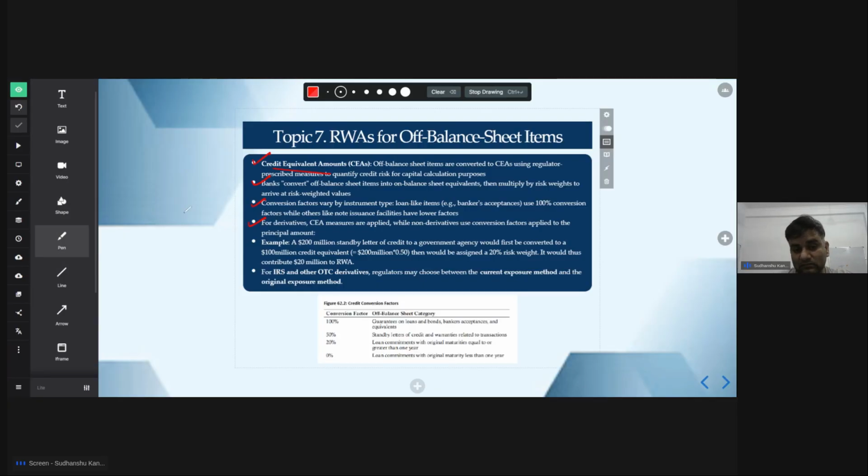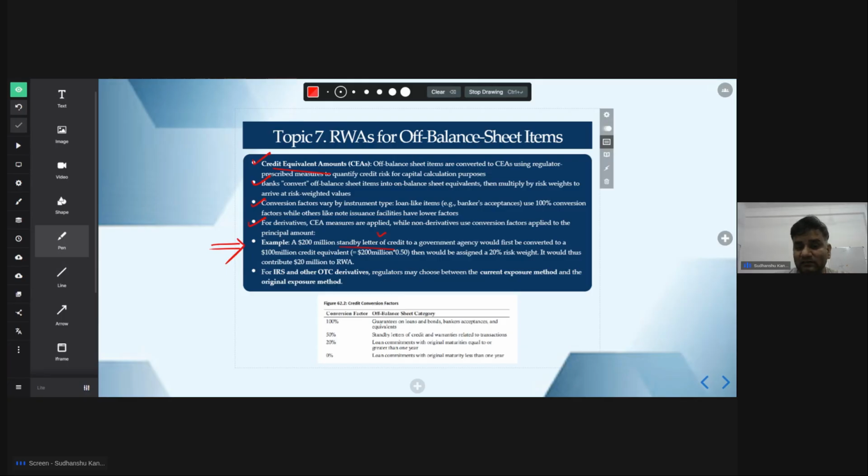The example given in the slide is a $200 million standby letter of credit to a government agency, which would first be converted into a $100 million credit equivalent amount. Why? Because the conversion factor for a standby letter of credit is 50%. CEA is equal to 200 million times 0.5, which becomes 100 million. The risk weight is 20%, so RWA is 100 times 0.2, which is 20 million.